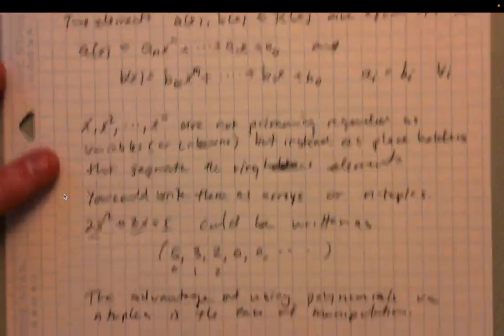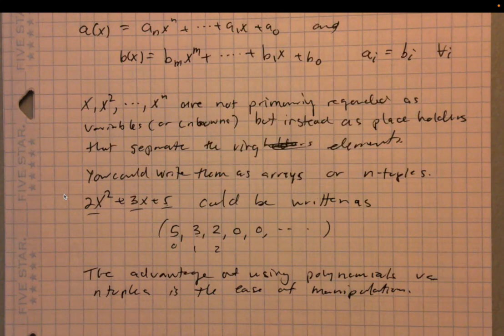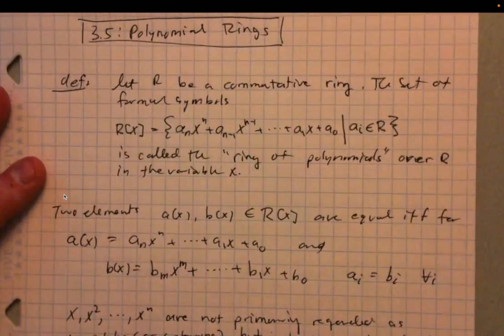Right, the ease of manipulation. There are some times when it is more convenient to actually have the variables written in there, but it's really the ease of manipulation and just the general level of comfort that people tend to have with polynomials by this stage of the game. Okay, so we've set up above that we have this ring of polynomials.